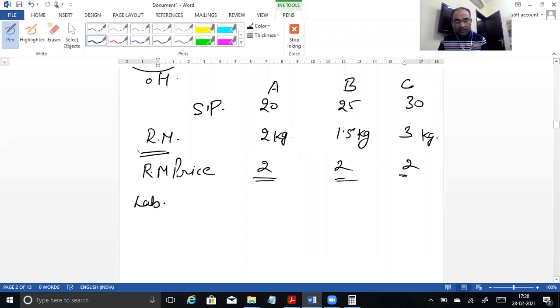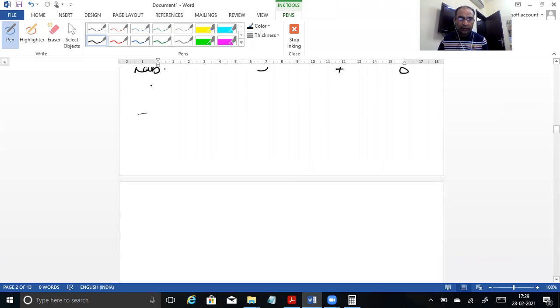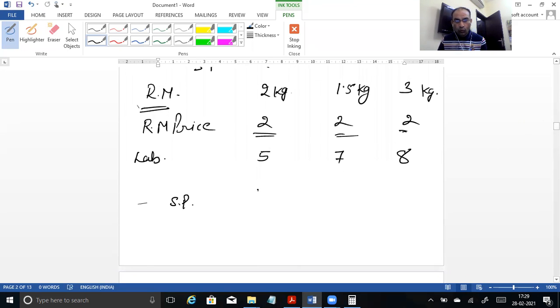Now my labor charges for 1 unit: here it is, for example, 5. Here it is 7. Here it is 8. Now suppose raw material and labor are my only variable costs. If material is in short supply or it is a limiting factor, first of all we will calculate our normal contribution as we are calculating. So we will prepare the marginal cost statement. So selling price was 20, 25, 30.